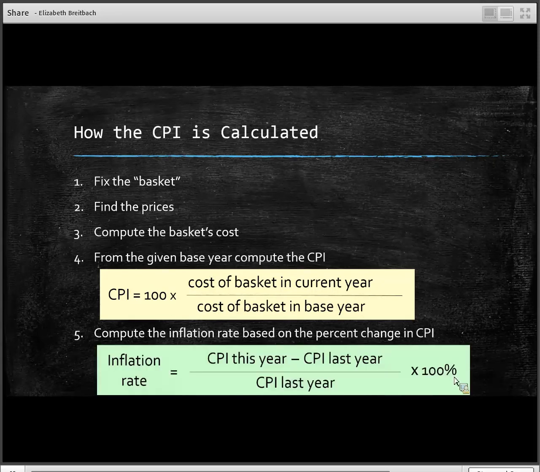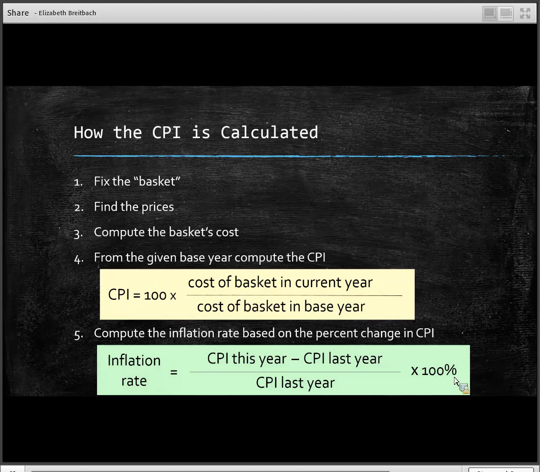So we look at CPI this year, subtract out CPI last year, divide by CPI last year, and multiply by that 100%. That's going to give us our inflation rate. So this is how the BLS is collecting data and calculating the consumer price index measure of inflation.